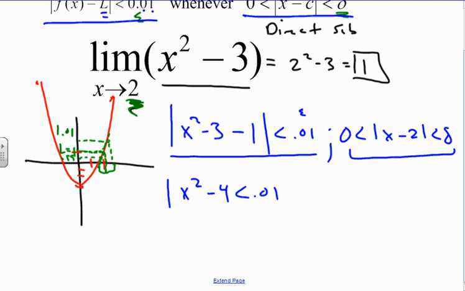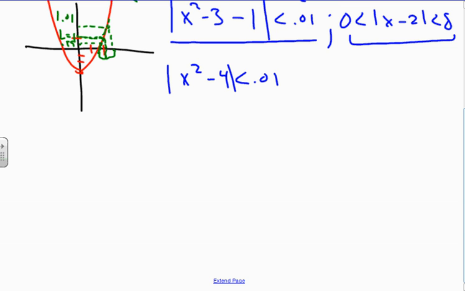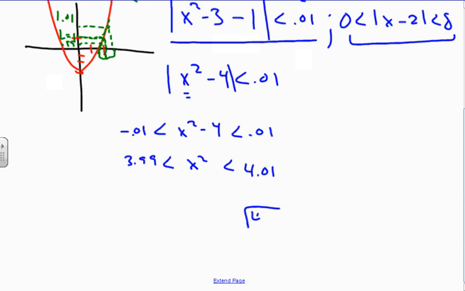Now there are many different ways of doing this. I'm going to show you one method, in which we just solve for x. We change this into an inequality, negative 0.01 less than x squared minus 4 less than 0.01. We add 4 to both sides, so we have 4.01 for x squared, and we add 4 to the negative, so we have 3.99. Now from here, we solve for x by taking the square root. We take the square root of 4.01 for x, and over here the square root of 3.99.